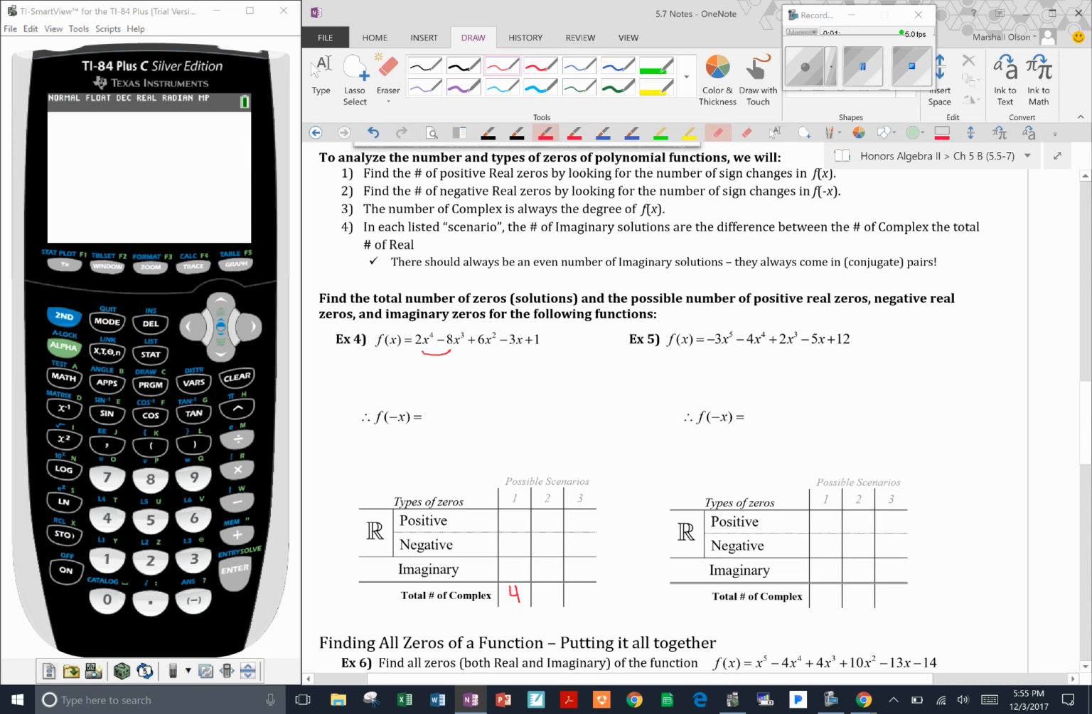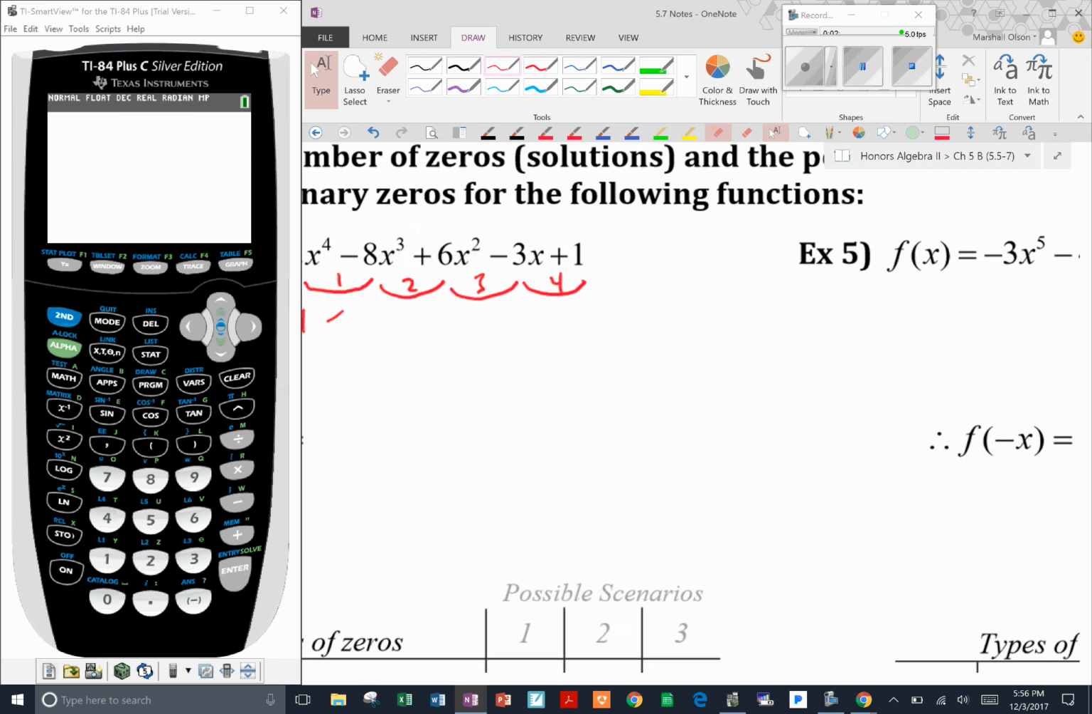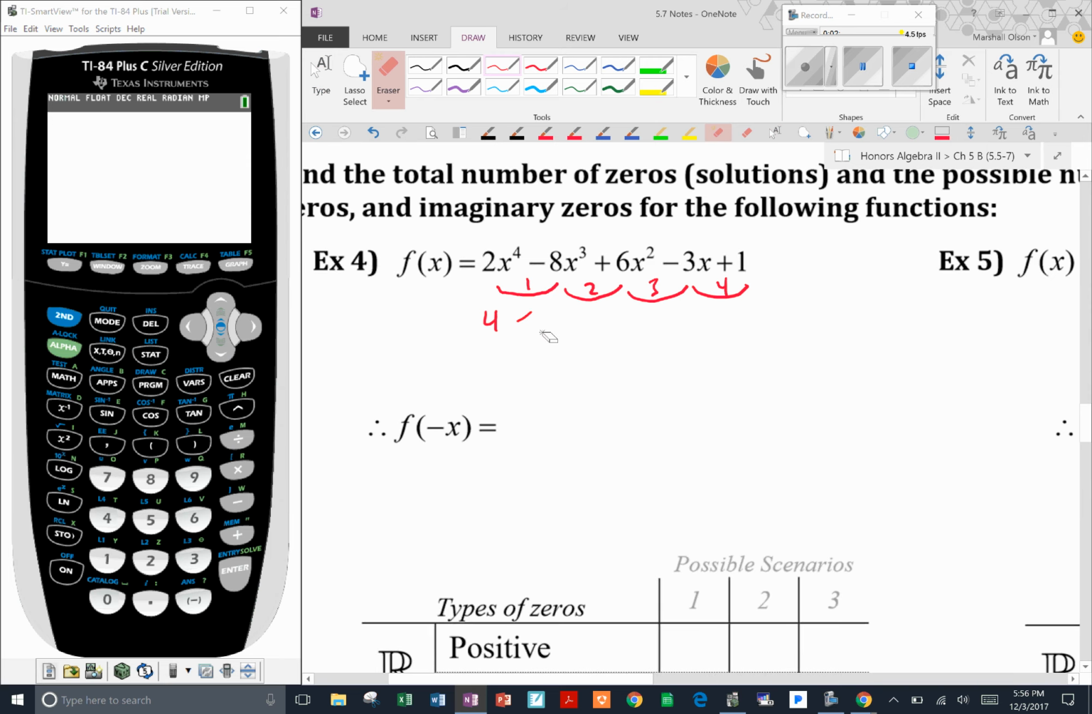Here's one sign change, because we went from positive to negative. There's another sign change, there's another sign change, and there's a fourth sign change. So there's 1, 2, 3, 4 sign changes. That means that at most there are 4 positive real zeros. There also could be 2 or 0.